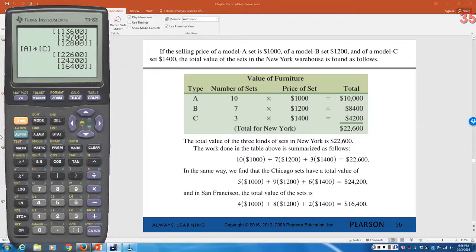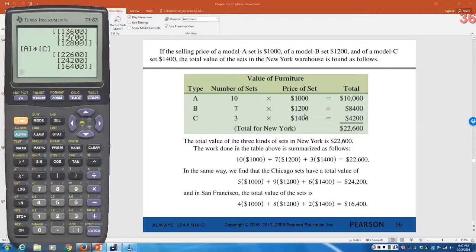Okay. Does that tell us anything useful? Where do you see those numbers? That's the total value for what's in warehouse A, well, not A, the New York warehouse. The San Francisco warehouse is the bottom one, and the Chicago warehouse is the one in the center. Okay? So we did not have to individually multiply each row. There is a way to get the calculator to do it for you.